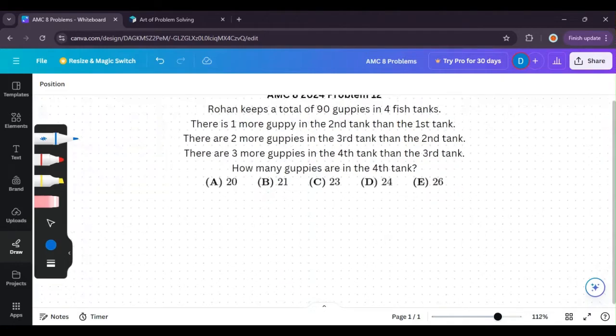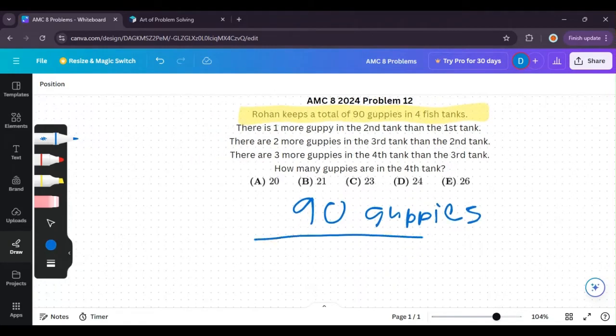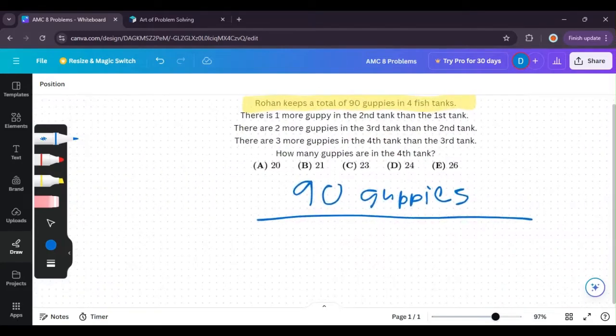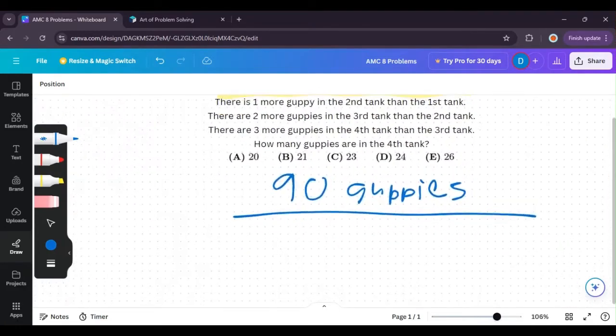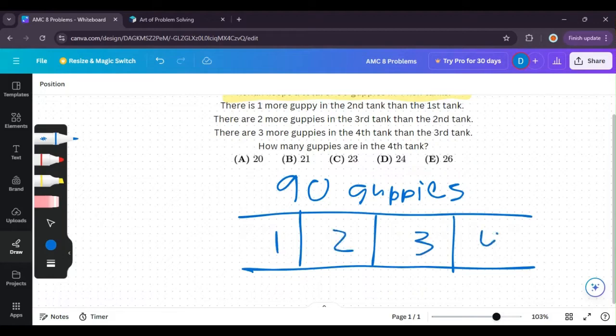So as you see here, the first sentence says Rohan has a total of 90 guppies. So we want to make sure that we write that down to have all the information needed for this problem. So 90 guppies, and it also says that the 90 guppies are in the 4 fish tanks. So there are 4 fish tanks. We're going to name each as 1, 2, 3, and 4.